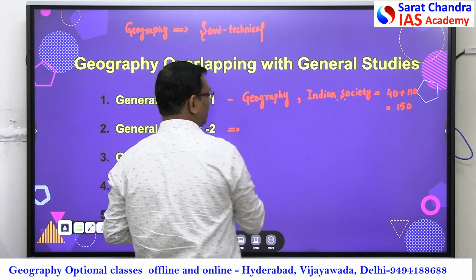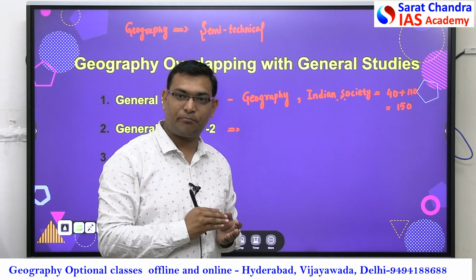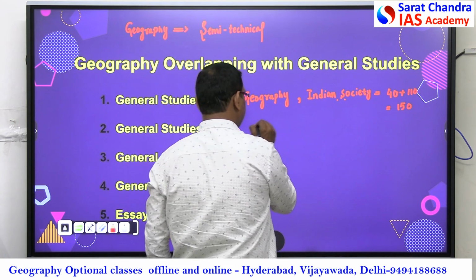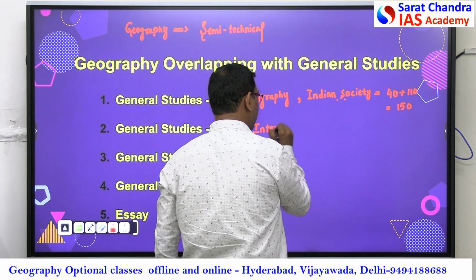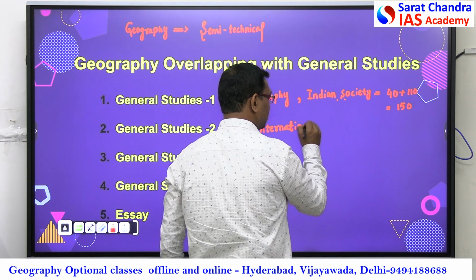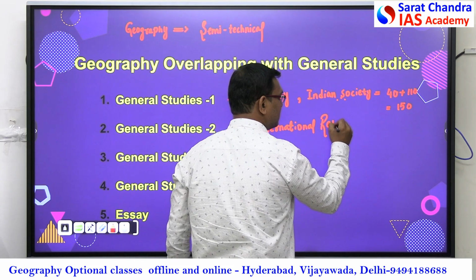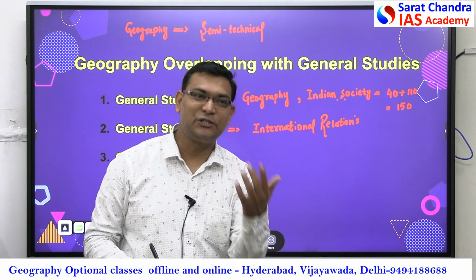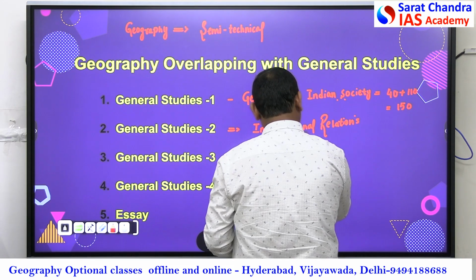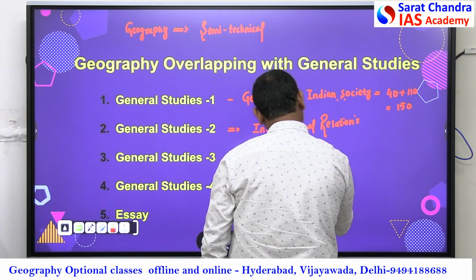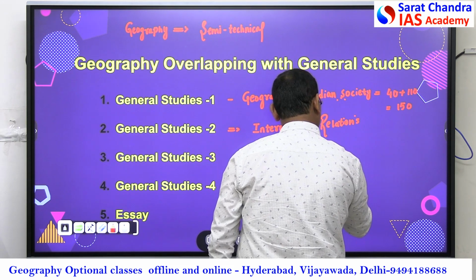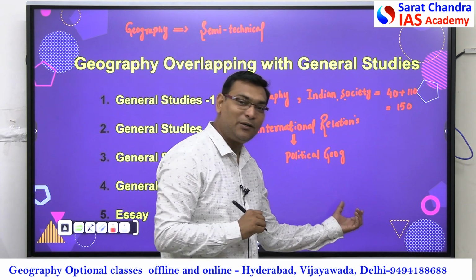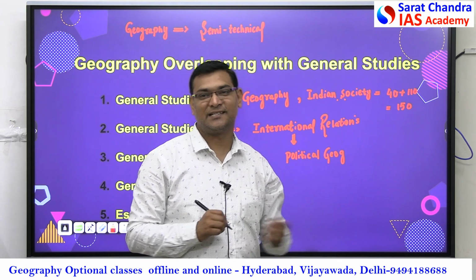Now in GS paper 2, constitution, polity, governance, etc. Right? But there is international relations also. Am I right? Same concept will be covered in geography. Like in geography, we have political geography. Political geography, number 1. So in political geography, you will be knowing about international relations from various angles.